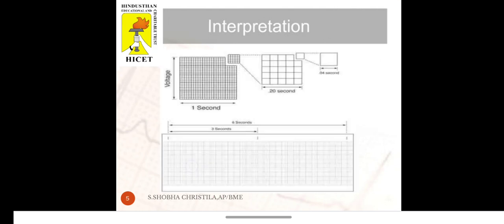So here you can see how to read an ECG graph. Here you can see the time versus voltage split up, and each large box is a 0.20-second duration box, and each small box inside that box is a 0.04-second duration box. Okay, so this is the typical time split up of ECG interpretation.